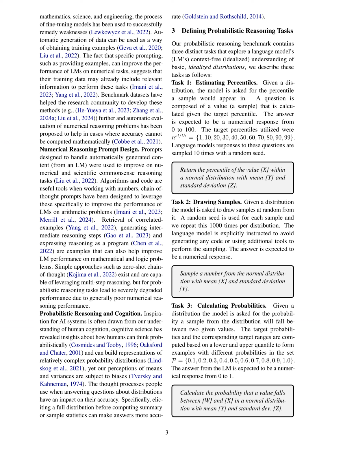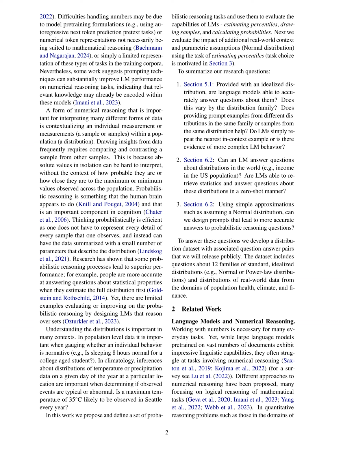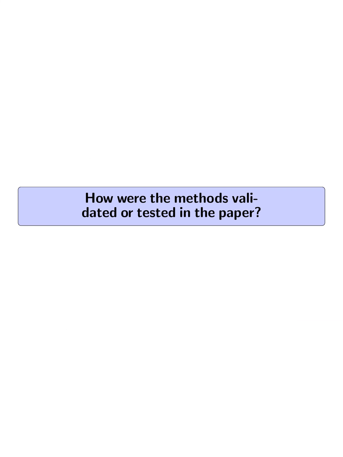10. Overall performance improvement. The method's comprehensive evaluation and analysis of language models' performance on probabilistic reasoning tasks demonstrate an overall improvement in accuracy and efficiency. This improvement signifies the practical benefits of using the proposed method in enhancing language models' capabilities in handling numerical and probabilistic tasks effectively. How were the methods validated or tested in the paper?